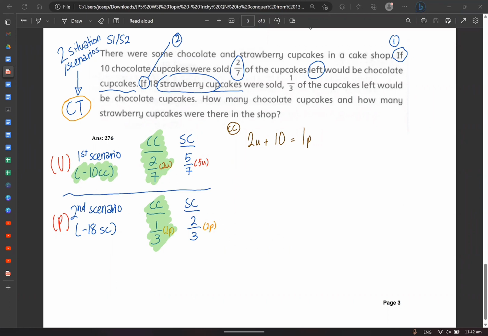It is the same thing for strawberry. Over here, I didn't sell anything, so strawberry is 5 units. Make sense? In the second scenario, I sold some strawberries and I am left with 2 parts. Agree so far? So for strawberry cupcakes, I will say that 5 units is equals to 2 parts plus 18. We want to rearrange strawberry. We put 5 units, and bring the positive 18 over. When I bring 18 over, it becomes minus. Make sense? It's equals to 2 parts, so the parts remain over there.